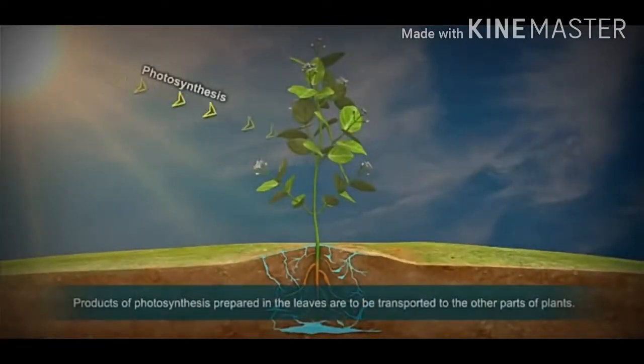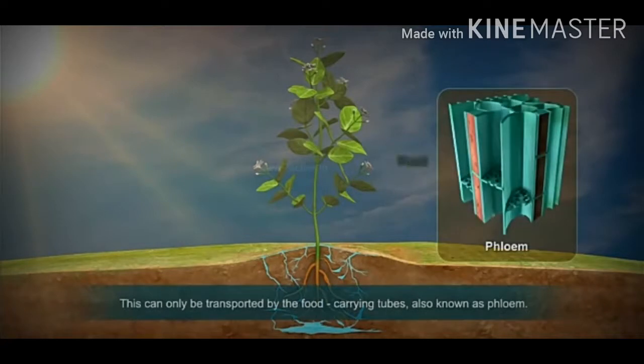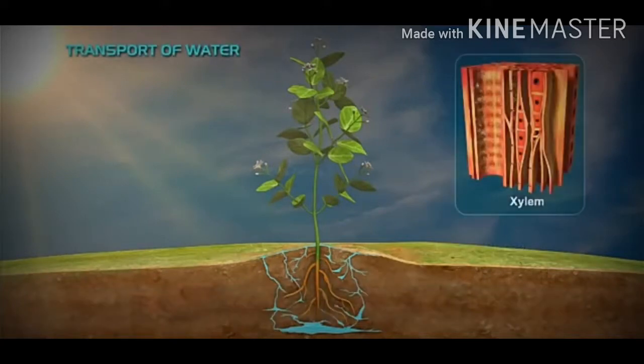Products of photosynthesis prepared in the leaves are to be transported to the other parts of plants. And you know which tissue does that. This can only be done by the food-carrying tubes known as phloem.